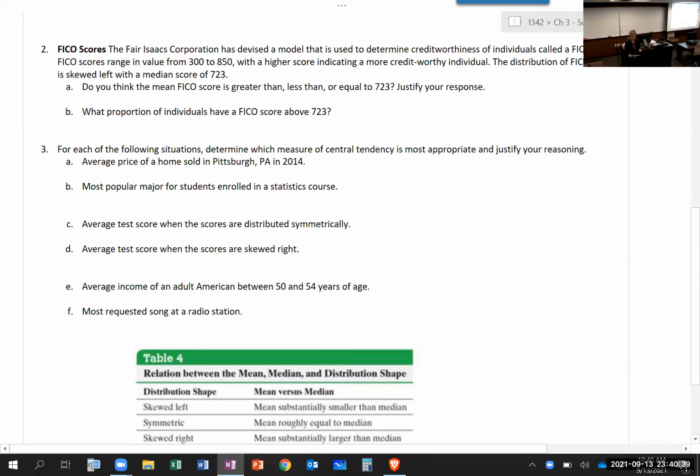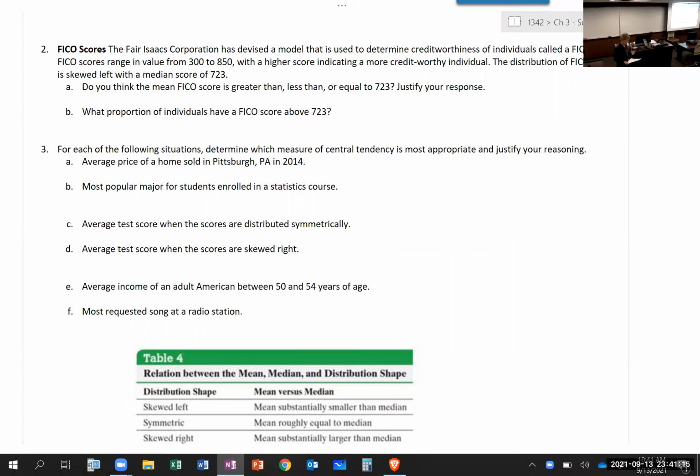What proportion of the individuals have a FICO score above 723? Yeah, it's a trick question, right? It feels like a trick question. If the median is 723, that's the middle of your data set, then 50% have to have more than 723. It feels like it's a trick, doesn't it? It's hard to get that median thing down. We have to remember what the median really means, that half of the scores are that. All right, let's look at the next question.